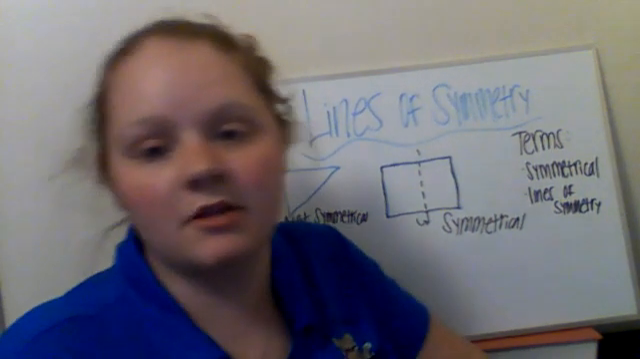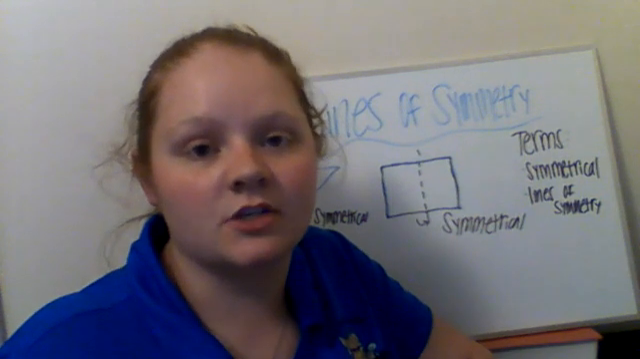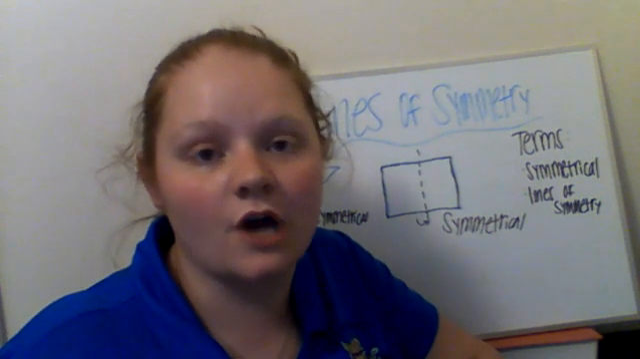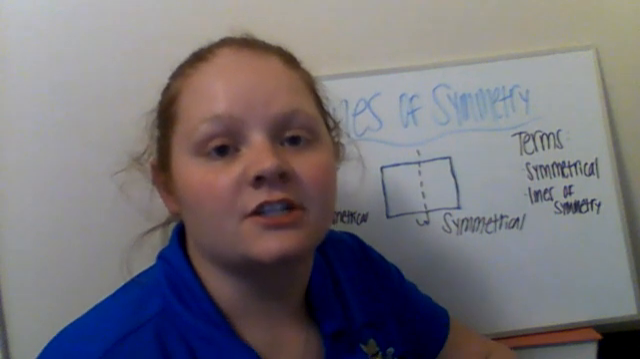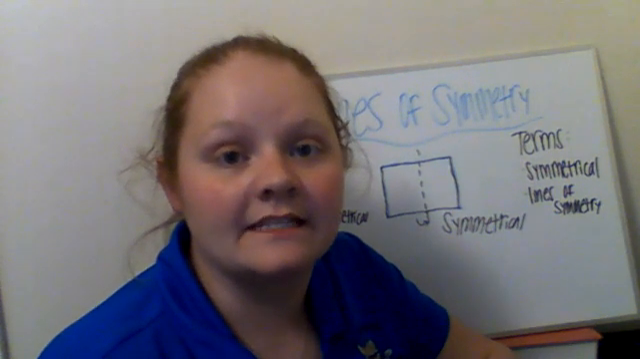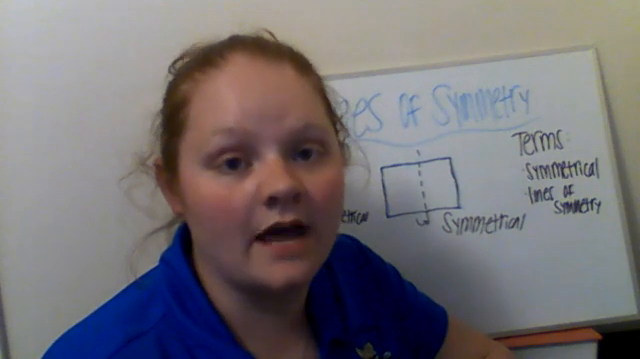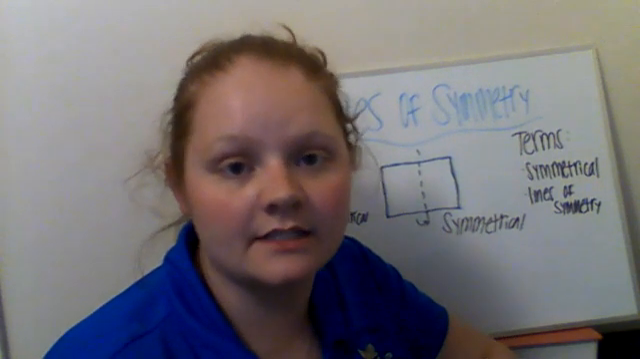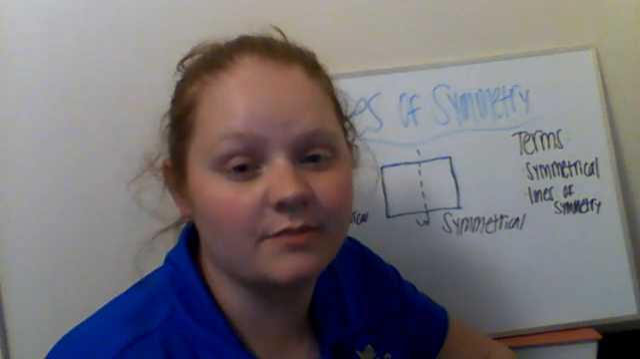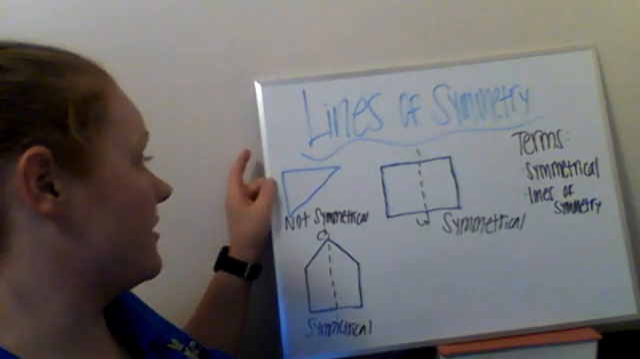So this is just a couple examples to show how a shape has lines of symmetry to make the shape symmetrical or not. Remember, a shape is symmetrical if it has a line of symmetry. All it needs is one line of symmetry. If it has at least one line of symmetry, then it's symmetrical. If it has no lines of symmetry, that means your shape is not symmetrical. And we kind of saw that with this triangle right here.